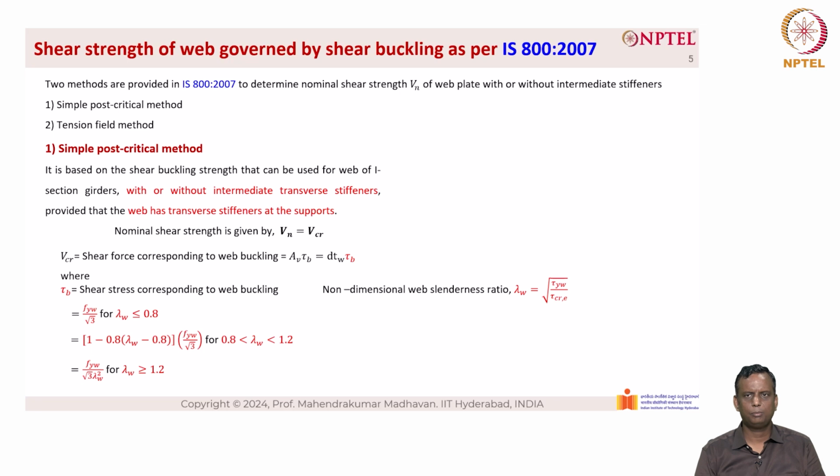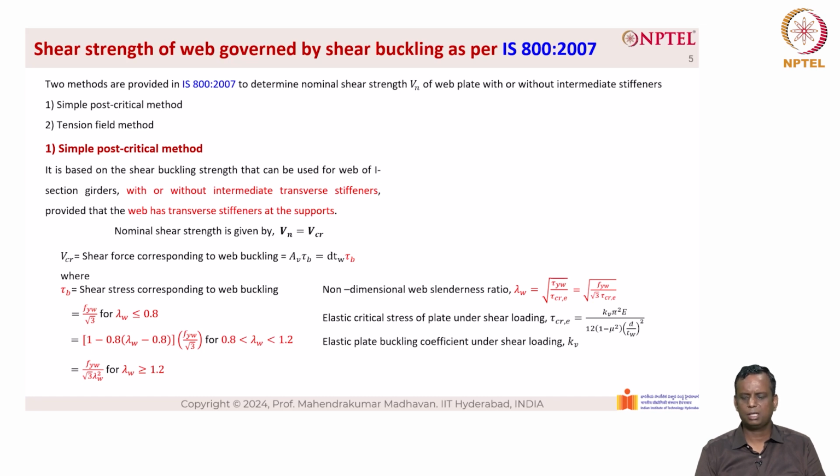Now, the lambda sub w is basically the non-dimensional web slenderness ratio, which is defined as root of tau yw, which is the yield strength in shear, divided by the critical elastic buckling strength in shear. So, that can also be represented as Fyw divided by root 3 into tau critical E, because tau yw equals Fyw by root 3. Here the tau critical E is the critical stress of the plate under shear loading, which can be defined as K sub V, which is the elastic critical buckling stress coefficient, into pi square E divided by 12 into 1 minus mu square into D by T sub W to the whole square.